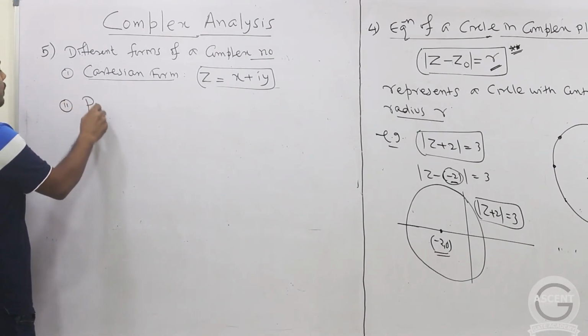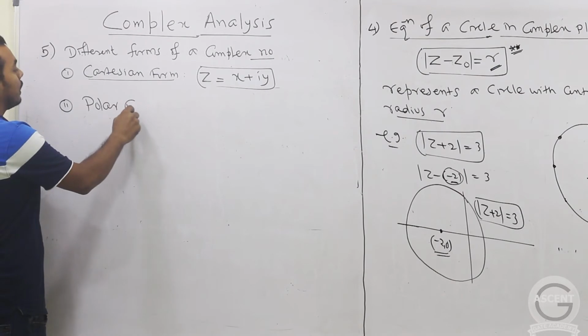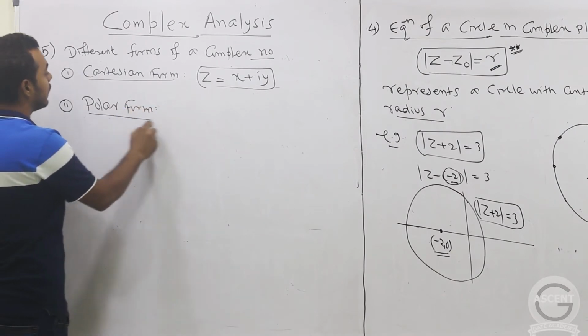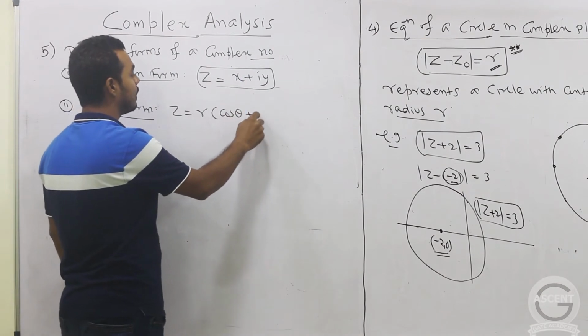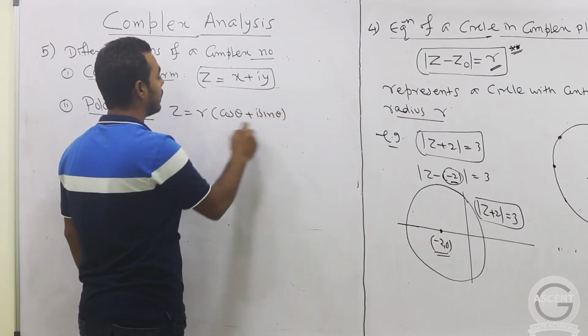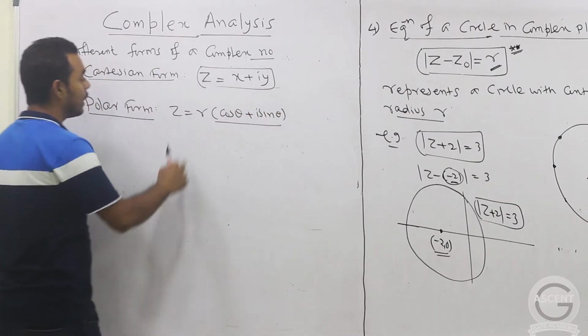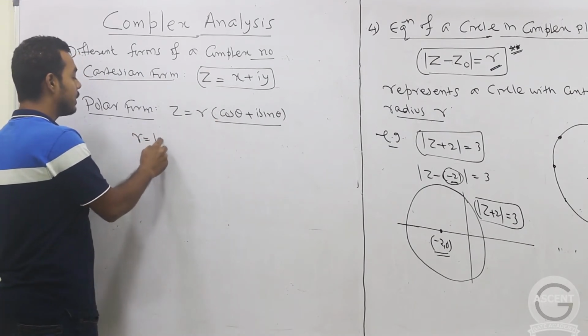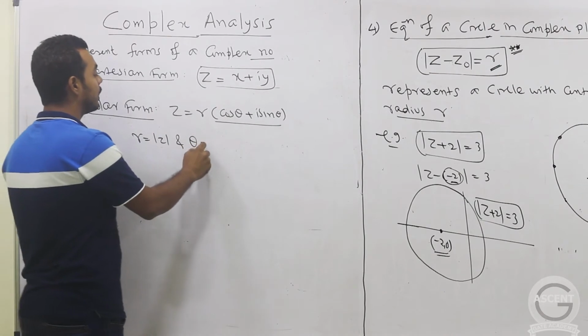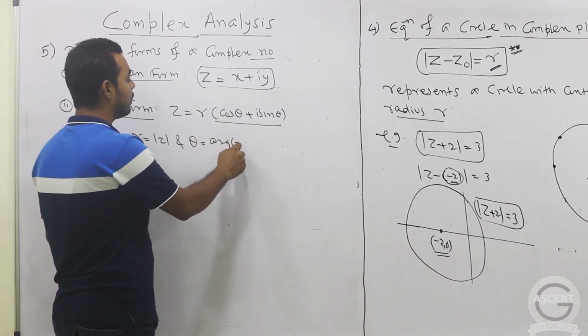The second one is polar form. In polar form, the complex number is represented by this formula: z is r into cos theta plus iota sin theta. This r is nothing but mod z and theta is the argument of z.